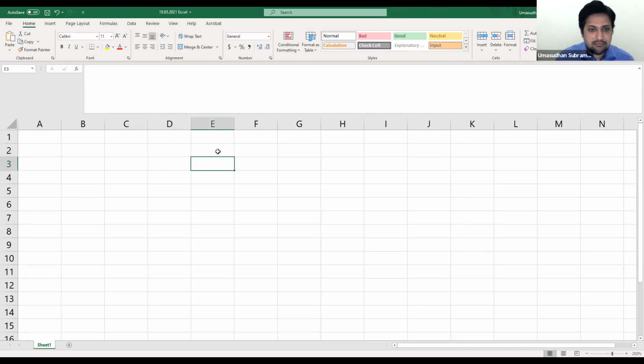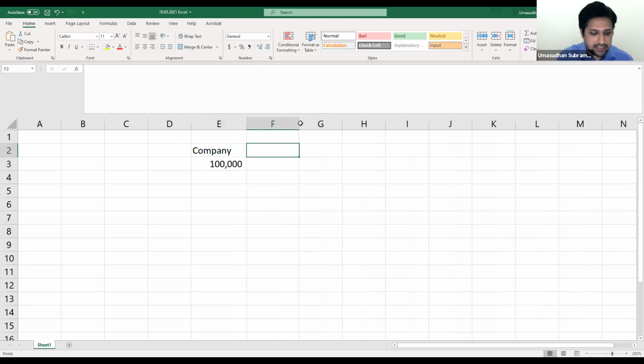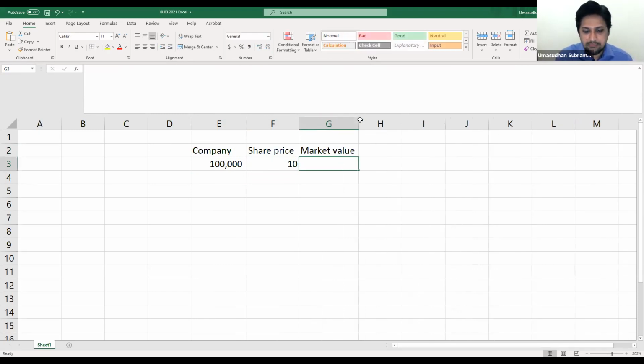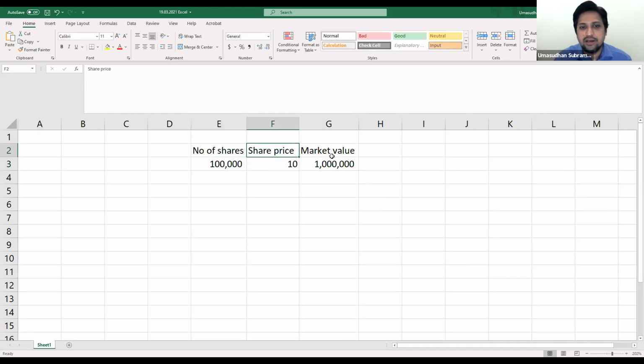Now, a company has 100,000 shares in issue, and let's say the share price of the company now is 10. So now we need to understand the market value of the company. The market value of the company is nothing but the number of shares times the share price. So you've got the number of shares here, then the share price, and then the market value.